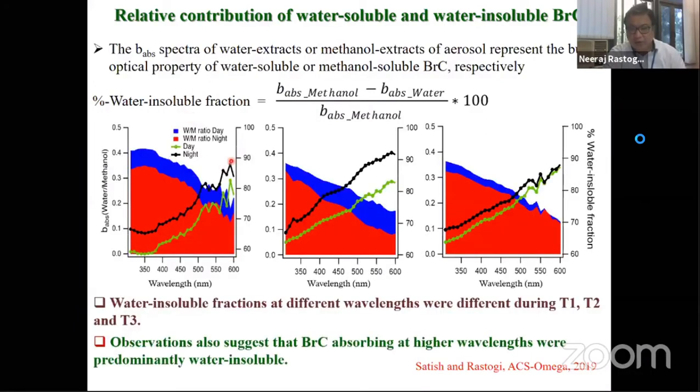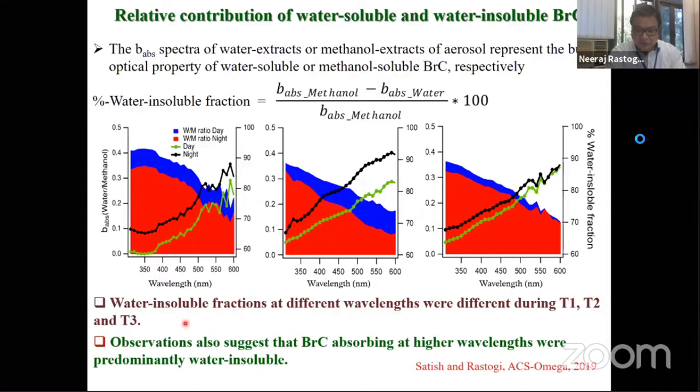And when we plotted again during T1, T2, T3, what we saw, on this side, you see this water by methanol. So that means what is the water soluble fraction? If it is 0.4, that means out of total BRC, 40% was soluble, but at this wavelength. But if you are coming to higher wavelength, only 20% or even less was soluble. So as a function of wavelength, the solubility of BRC species is changing. So the water insoluble fraction at different wavelengths were different during T1, T2, and T3, the three different time periods.